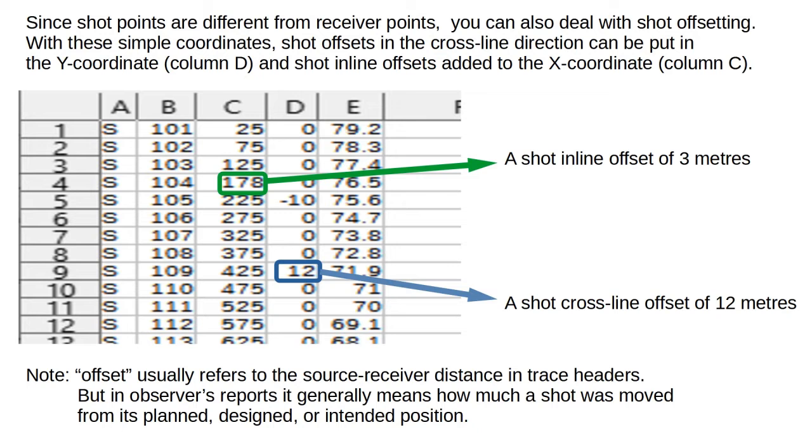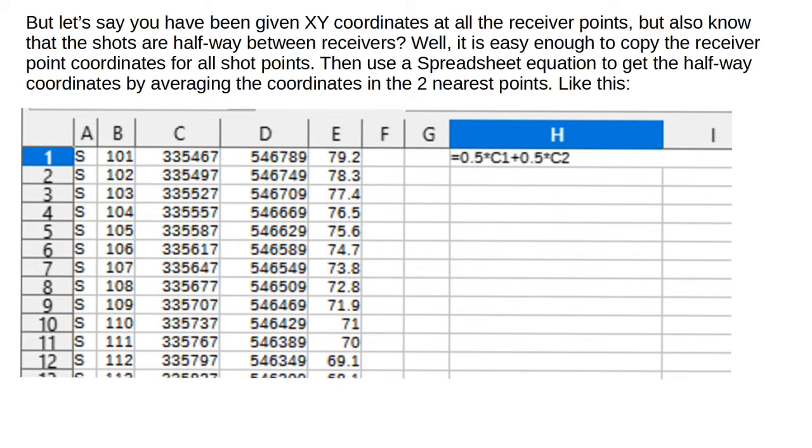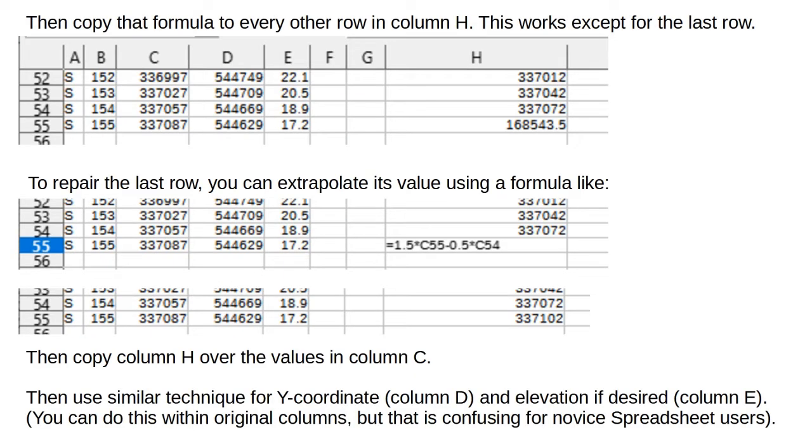Often, shot offsets exist as well. These can be dealt with simply by adding the offset to either the x-coordinate or the y-coordinate. Here is an example where spreadsheet functionality comes in handy. If you have been given receiver coordinates and also told that shots are halfway between receivers, it is easy to compute coordinates for the halfway location. Just average the previous receiver coordinates with the next receiver coordinates using the formula shown here. That formula is good for every point except the last one. But the last one can be extrapolated using another formula shown here.